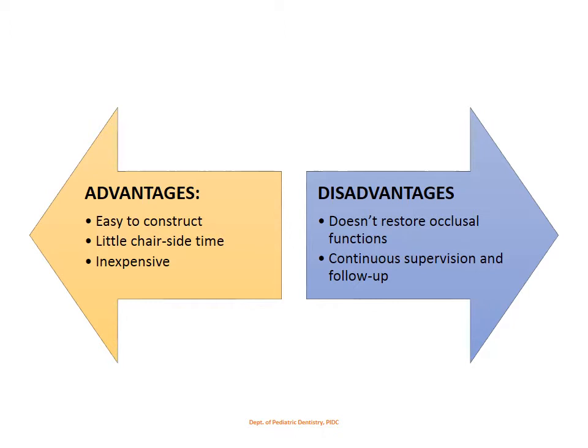The disadvantages being it does not restore the occlusal function. Since it is not replacing the pontic, it does not restore the occlusal function, and you have to continuously supervise and follow up the patient, because you need to check for signs of eruption or whether the tooth has actually erupted, and also check if there is a break in the loop or the band, or debanding has occurred, so you need to replace it. If the permanent tooth has partially erupted, you need to remove it.